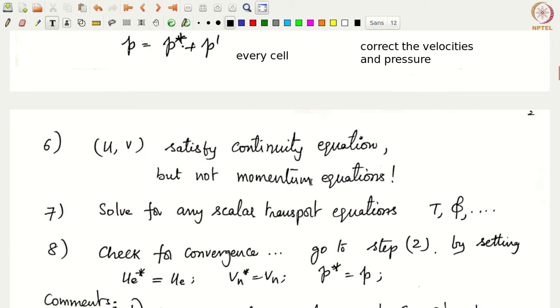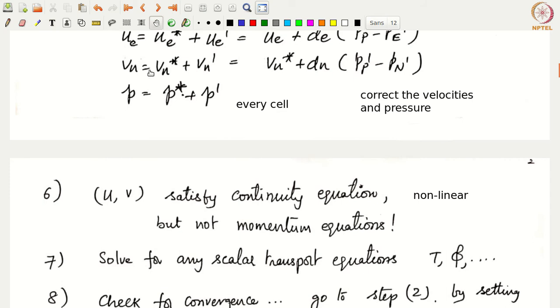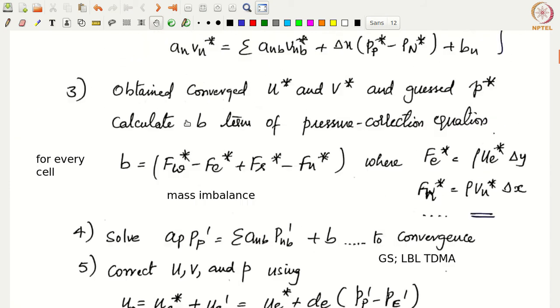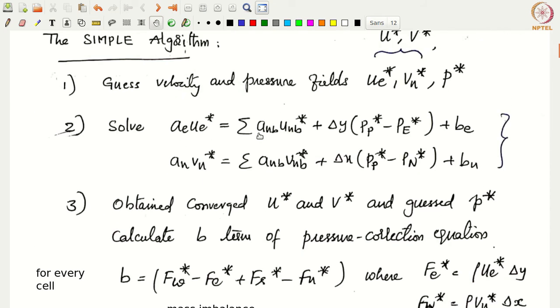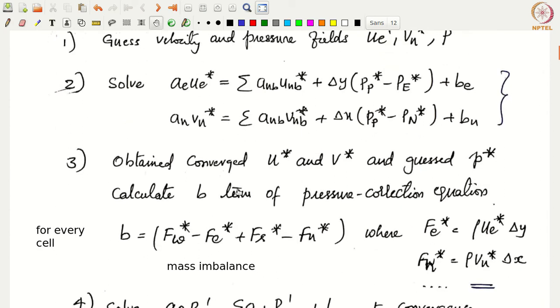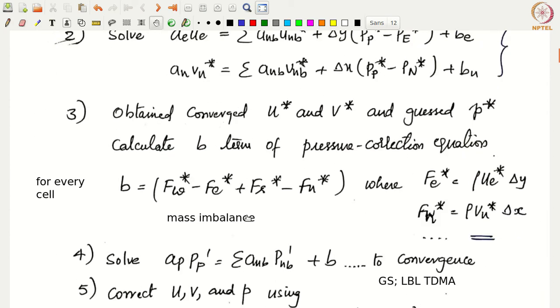So this requires a little bit of explanation. What do we mean by they don't satisfy the momentum equation? What we mean is that the momentum equation itself is non-linear, right? So essentially we have already linearized it. That means this field will satisfy the linearized equation with the original A's and B's that we already had, because that's what we have done in arriving at these pressure correction equations and so on.